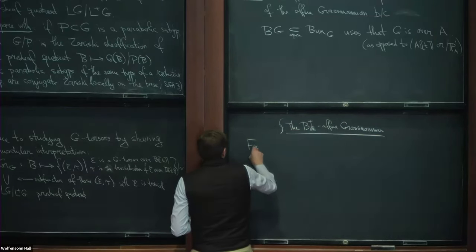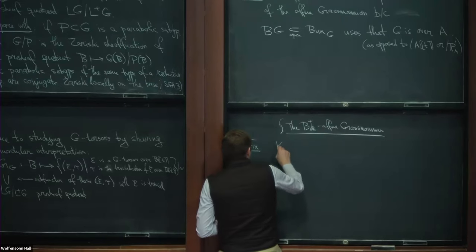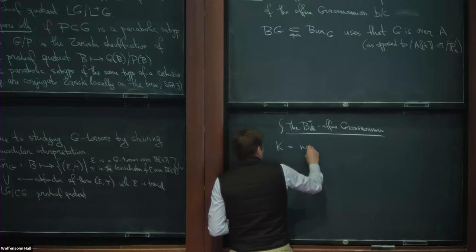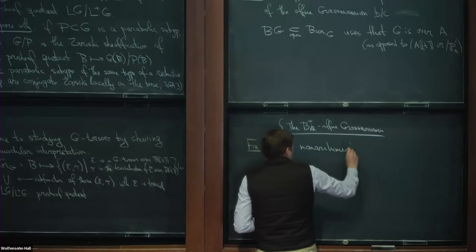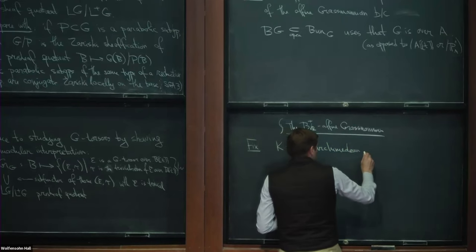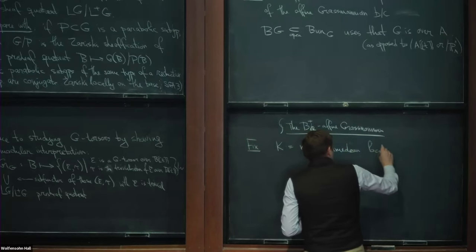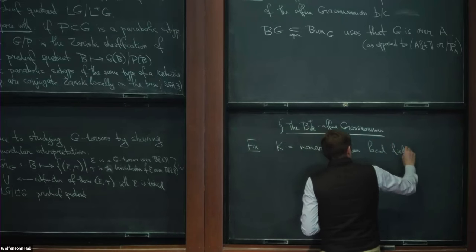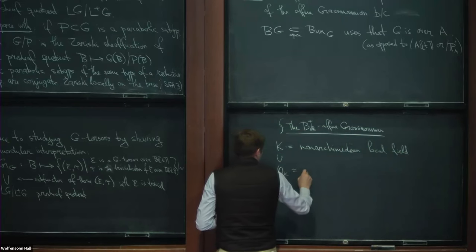But to get there, let me just review the definitions and the setting. So let me fix now K to be a non-Archimedean local field. So either a finite extension of Q_p or F_p((t)). Non-Archimedean local field. It's the kind of coefficients that get used. O_K is, of course, its ring of integers.